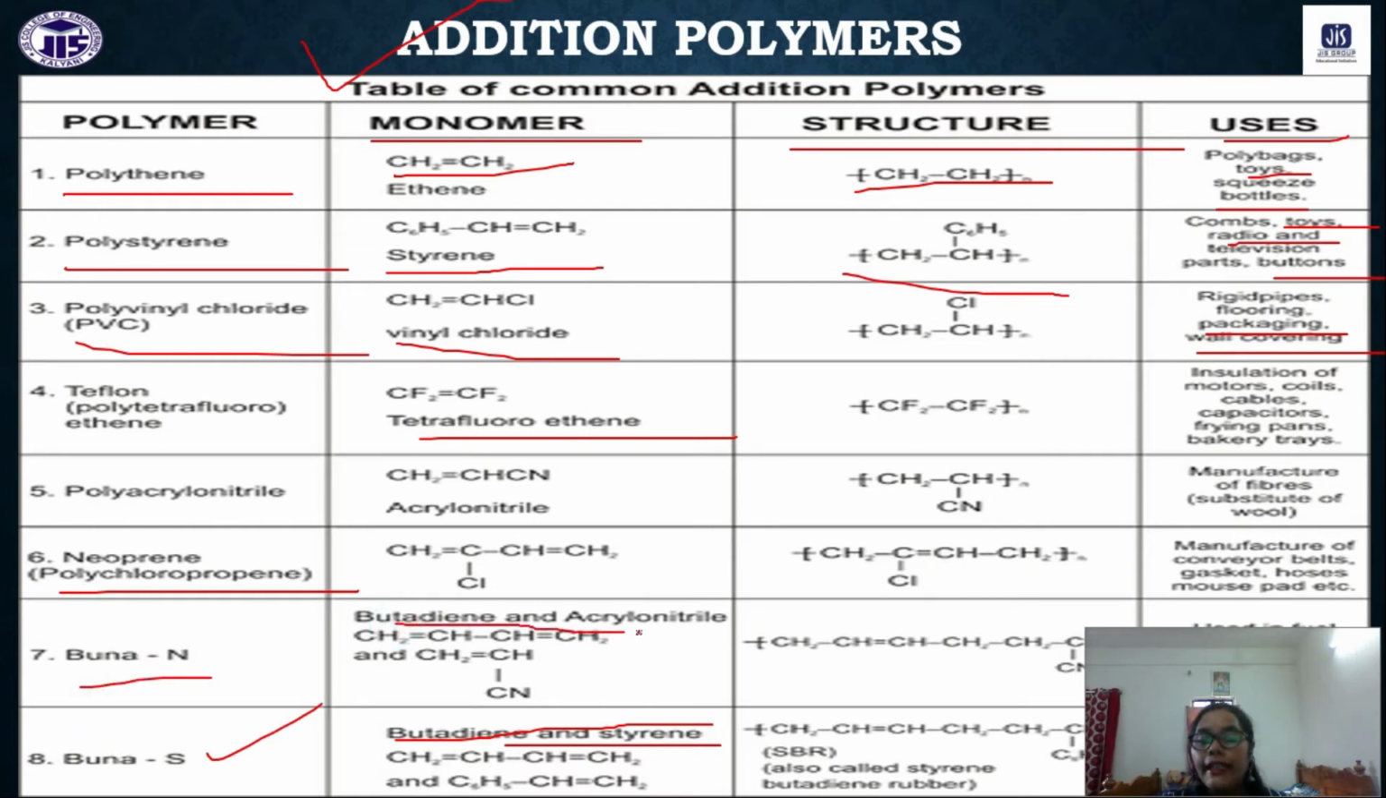Buna N is butadiene and acrylonitrile. So from this portion you can have this type of question, like for Buna S, what does it mean by S? S means styrene. For Buna N, what does it mean by N? N means acrylonitrile. So these are some of the examples of addition polymers, the uses, their monomers and their structure. This portion you have to memorize well.